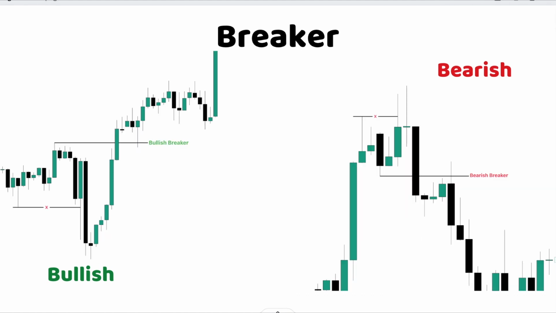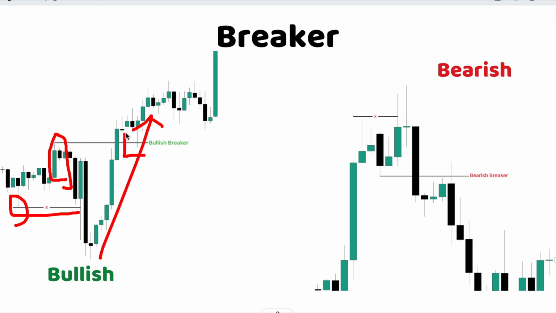So for our breakers, we need to see a liquidity taken before a market structure break. So for a bullish breaker, once we took out our sell side liquidity right over here, we have a very aggressive price displacement breaking our structure, and the last up close candles right over here, this is our bullish breaker.